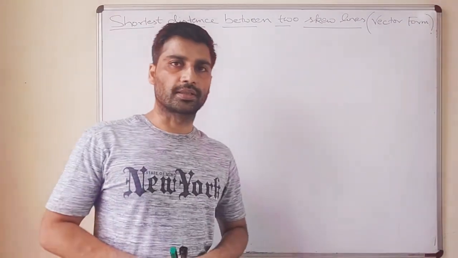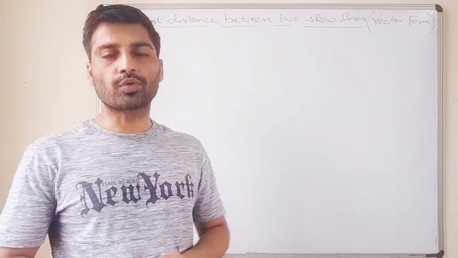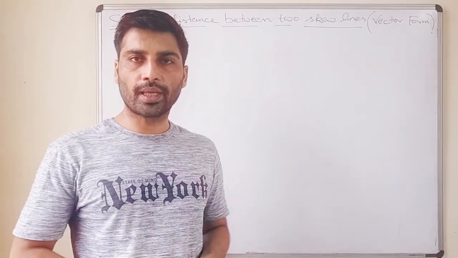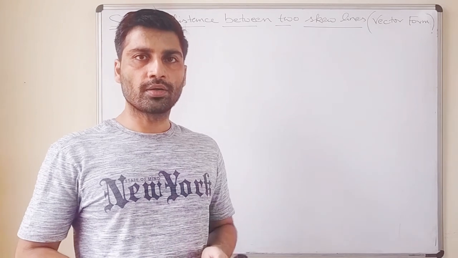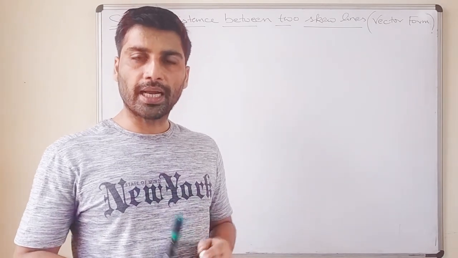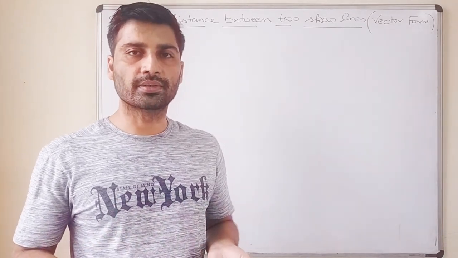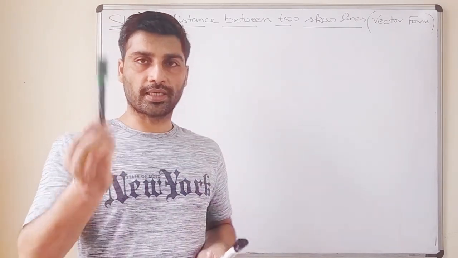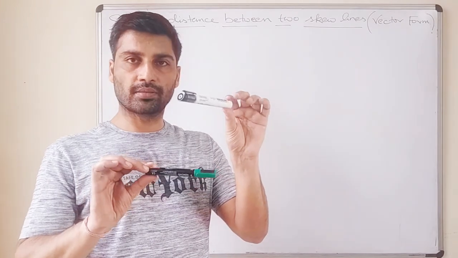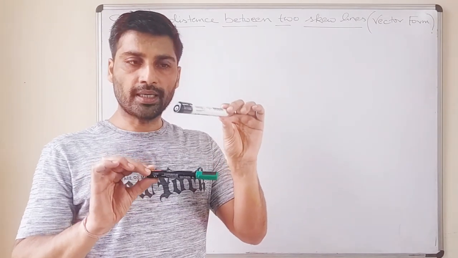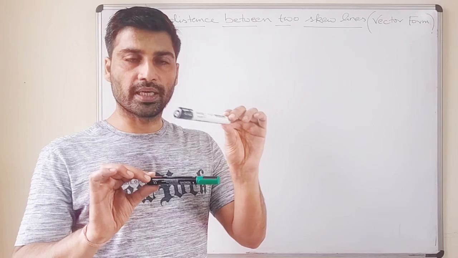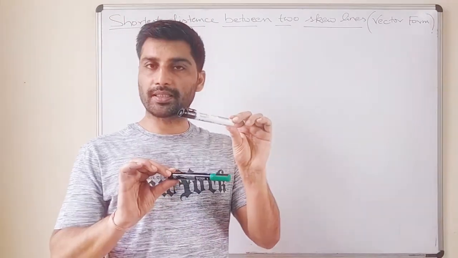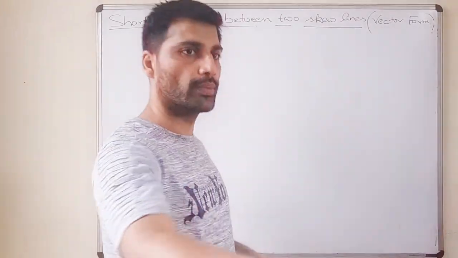Hello students, in this video I am going to explain how to find the shortest distance between any two skew lines. Now what are skew lines? Any two lines which are non-parallel and lie in different planes are considered skew lines. Suppose this is line L1 and this is line L2, and if they are like this, in different planes and non-parallel, then they are skew lines. Now how to find the shortest distance between these two lines? That I am going to explain on the board.